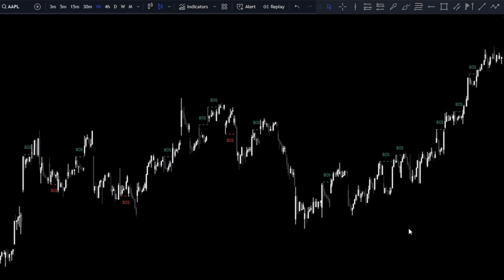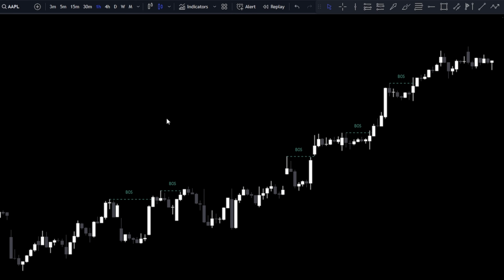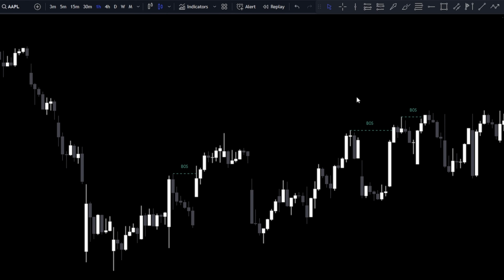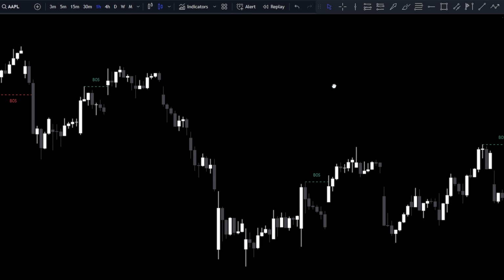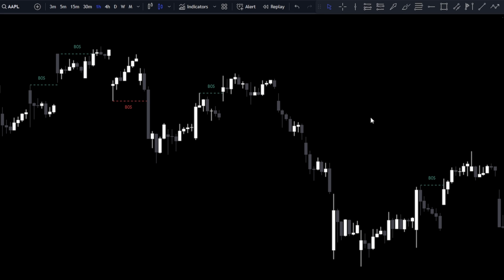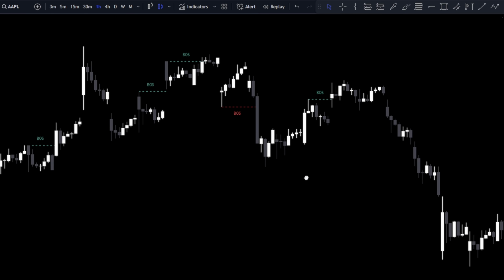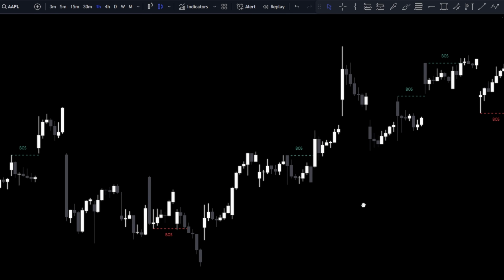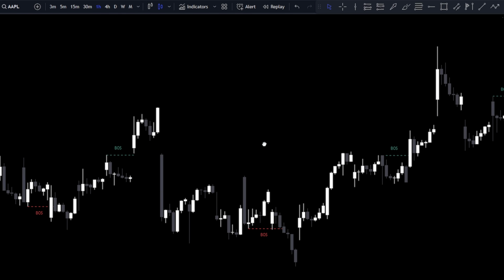Simply put, BOS labels help us identify when the current trend is continuing, giving us a clear picture of where the market is heading. Using these labels is crucial because they allow us to stay aligned with the market's momentum. For this strategy, the break of structure labels will serve as our second entry confirmation, ensuring we only take trades that align with the market's direction.